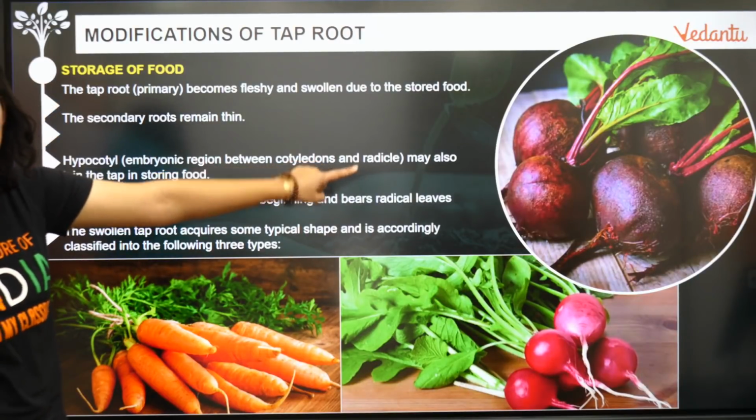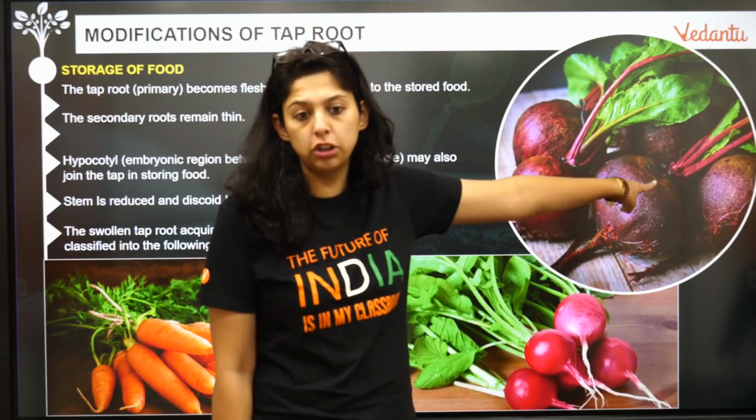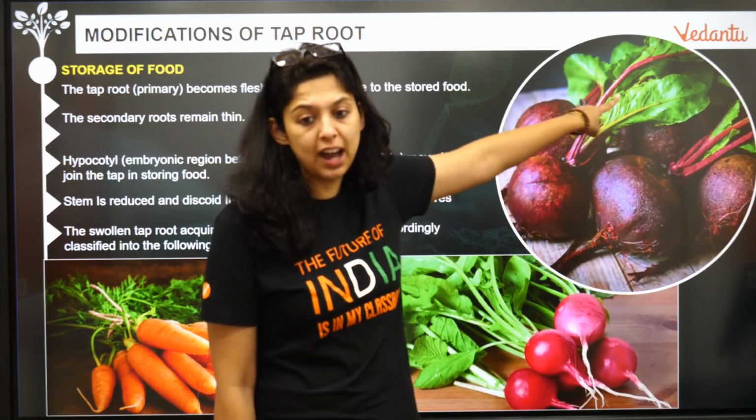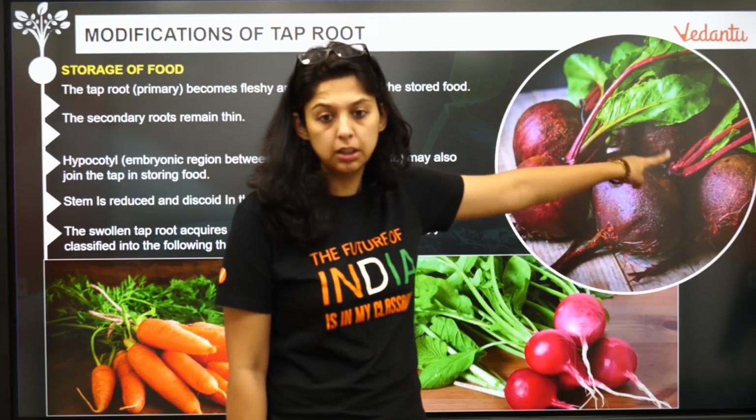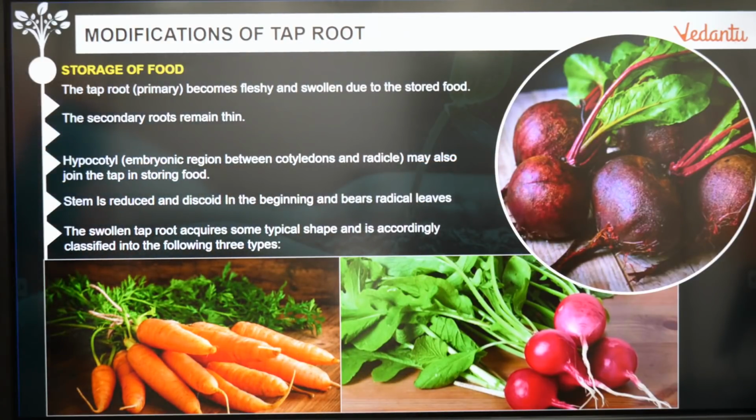Can you see this photograph? Napiform beetroot. Can you see this photograph? Come on.